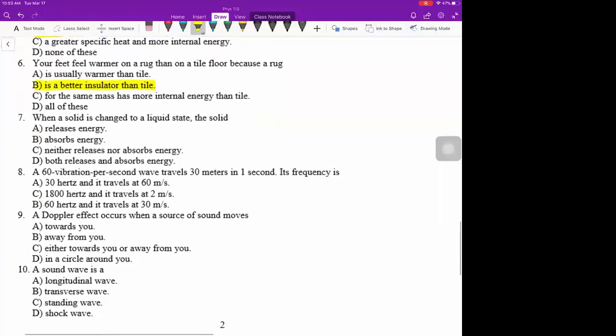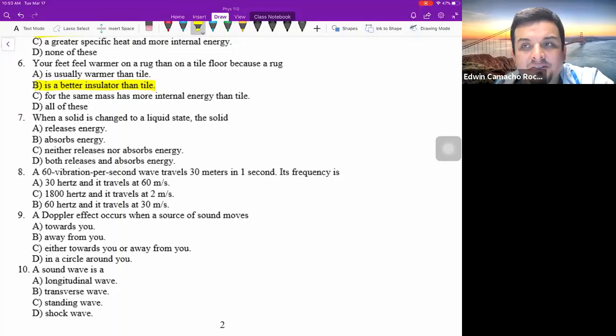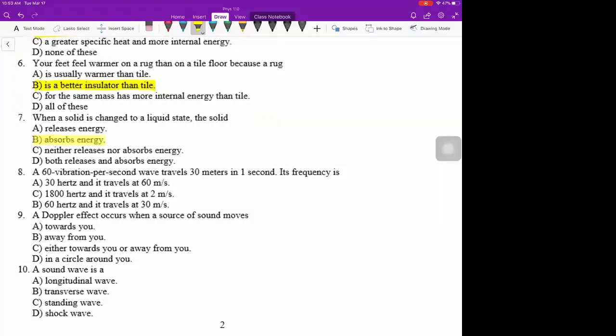Number 7, when a solid changes to liquid, does the solid release or absorb? It's going to absorb energy. A solid like ice changing to liquid water needs to absorb energy.